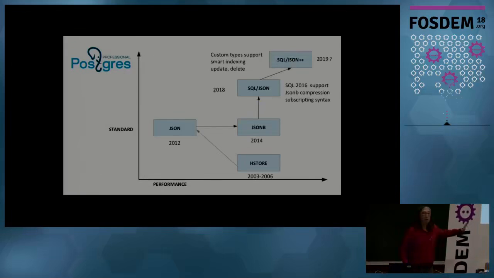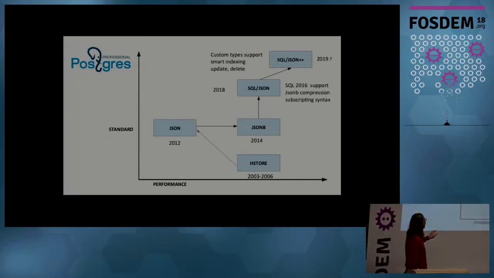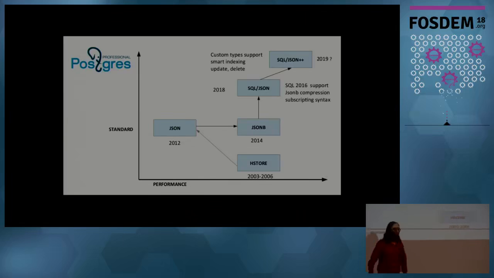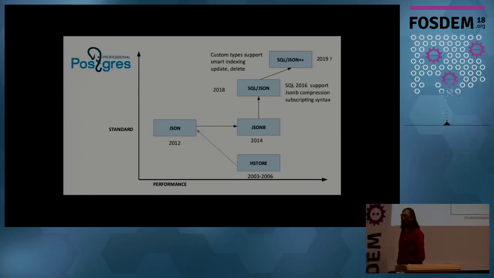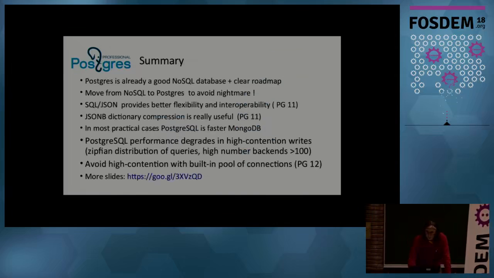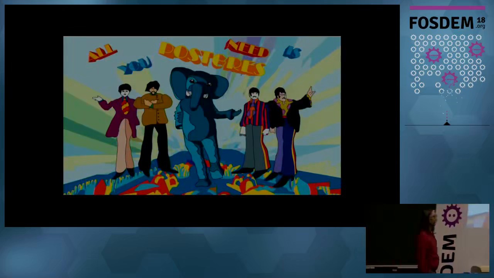And this is a roadmap. The roadmap is that we started from HStore, a high performance data type, but low standard. Then we went to JSON, low performance, high standard. Then we went to JSONb, high performance, good standard. And now we are going up, up, up. So we now follow the SQL standard, preserving performance. And the last slide: all you need is Postgres.